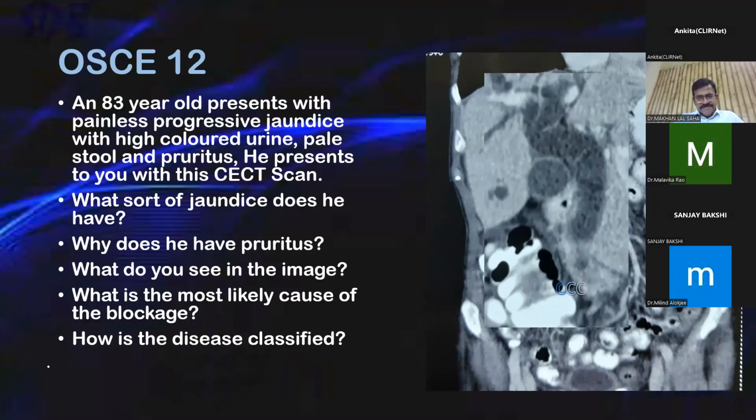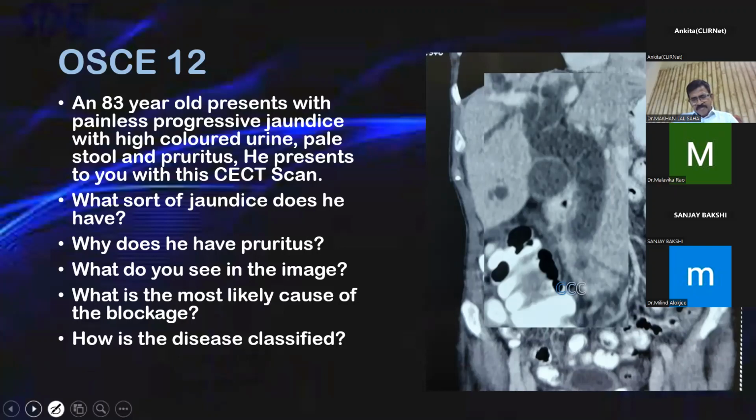So you see a short segment of narrowing, situated in the lower end of the bile duct, probably inside the pancreas, the head of the pancreas. And you see that this is a patient coming with classic shouldering out here. So the most likely cause is a cholangiocarcinoma.